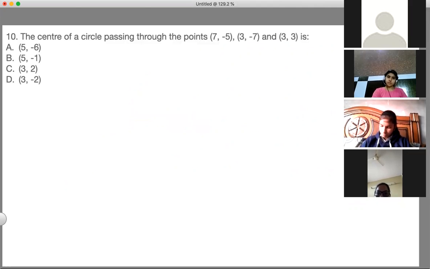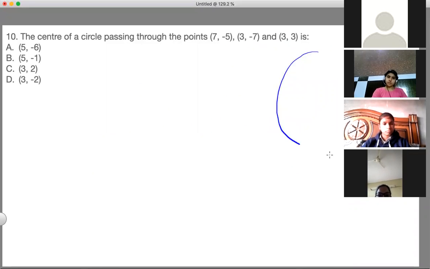Let's do the next question. The center of a circle passing through these points. How will we do this now? We have to find the coordinates of the center.